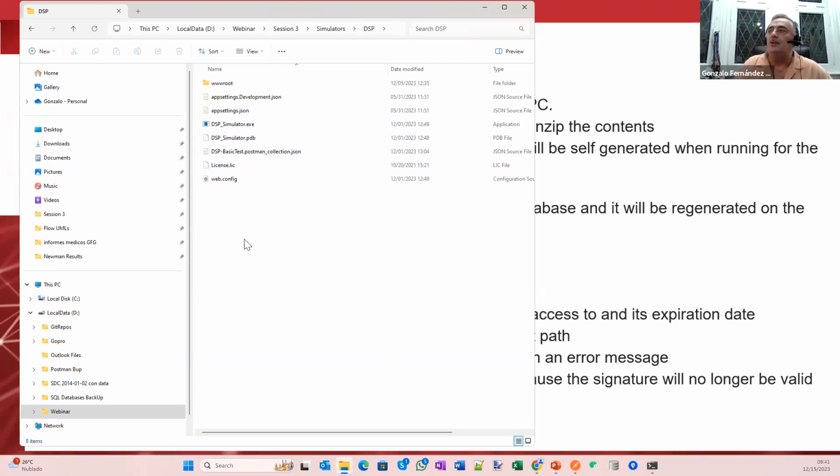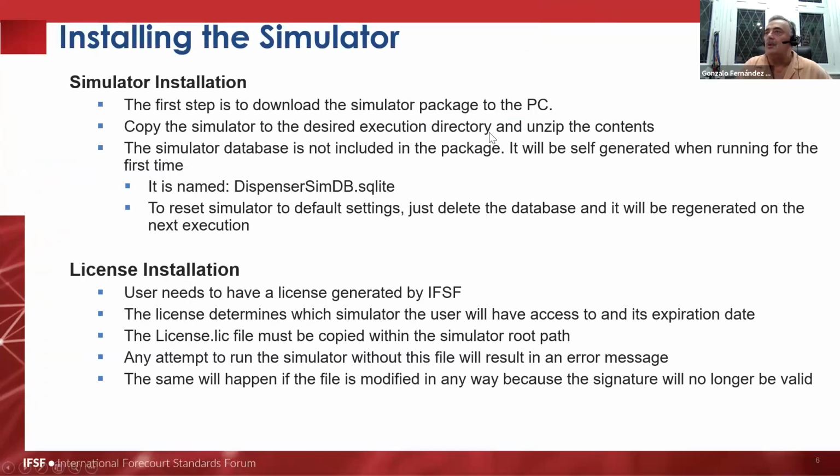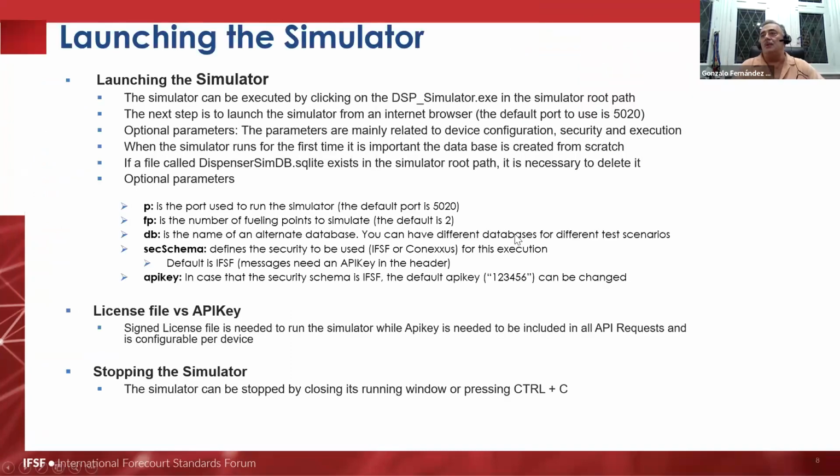Now, using the simulator. Let's see how it runs. You can just double click on the simulator executable in the root path. This will open the simulator with all the default settings. But as I mentioned before, all the information is stored in the SQLite database. Resetting it to default is simply deleting that file, and it will create it on the next run, as we will see.